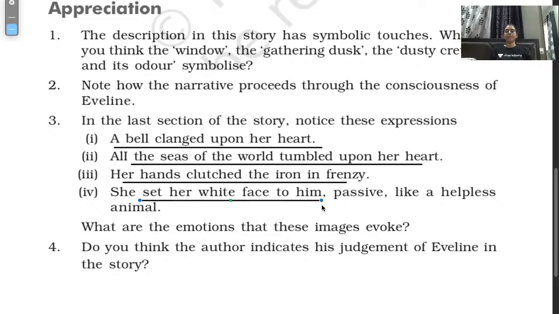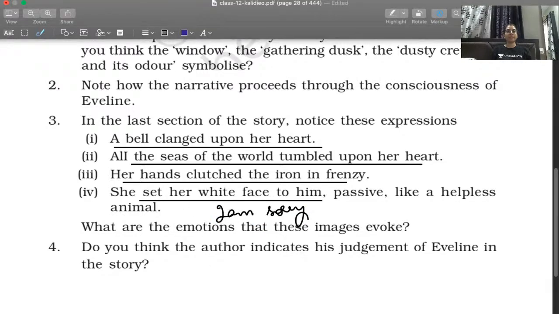She set a white face to him, passive, like a helpless animal, meaning as if to show that I'm sorry, I cannot come with you. That's what it basically means.